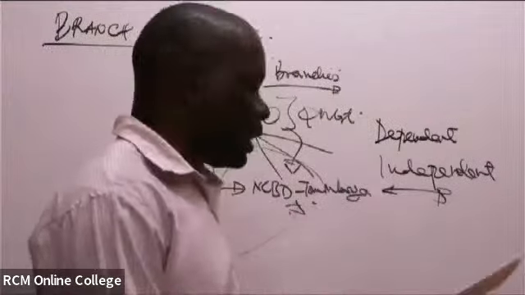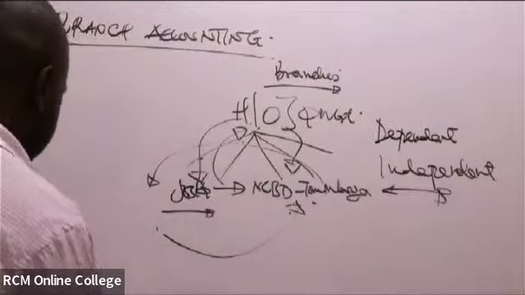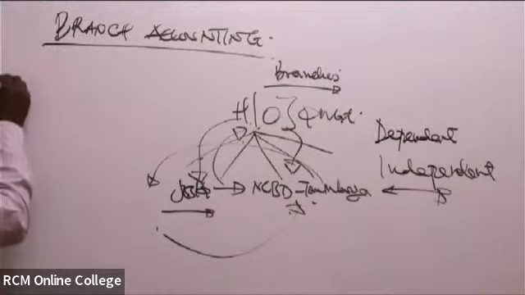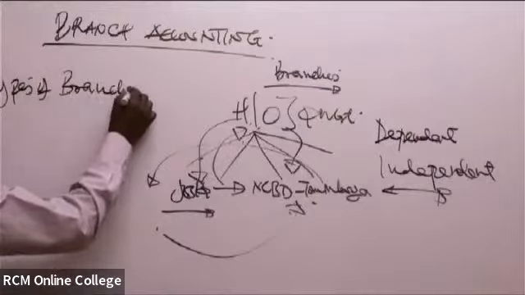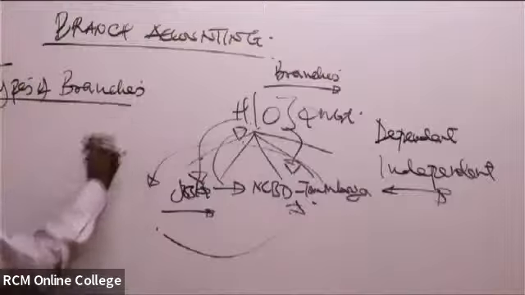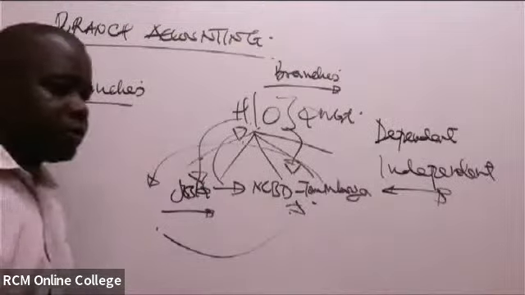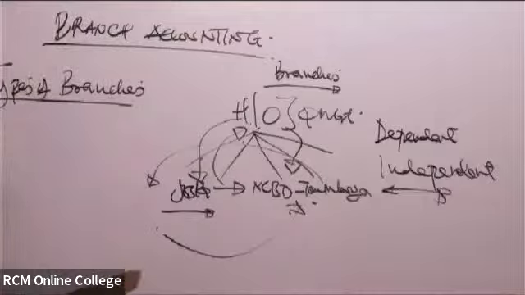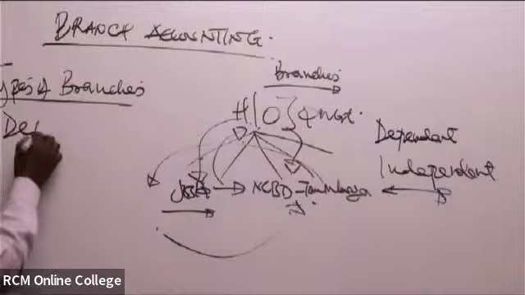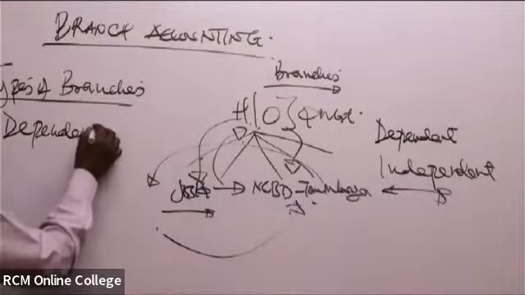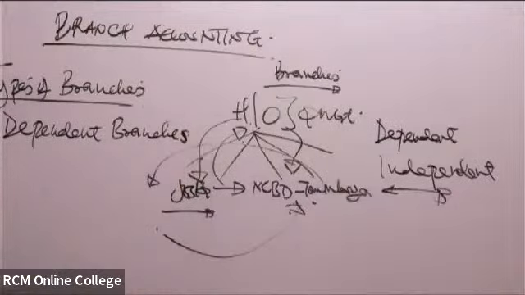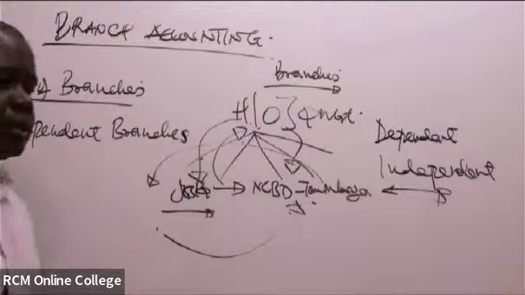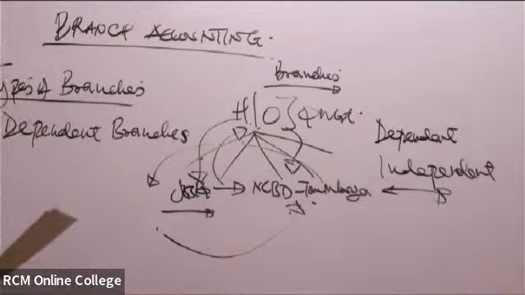Then you can write types of branches. The first one in this case, you can write dependent branches.